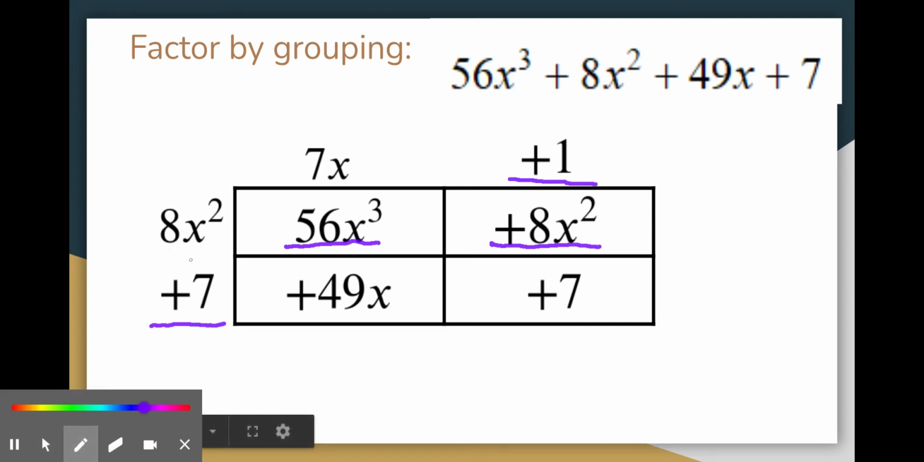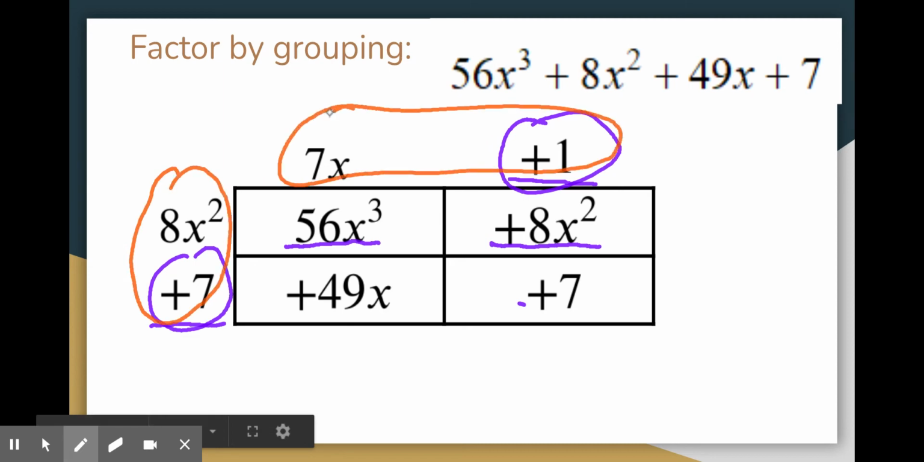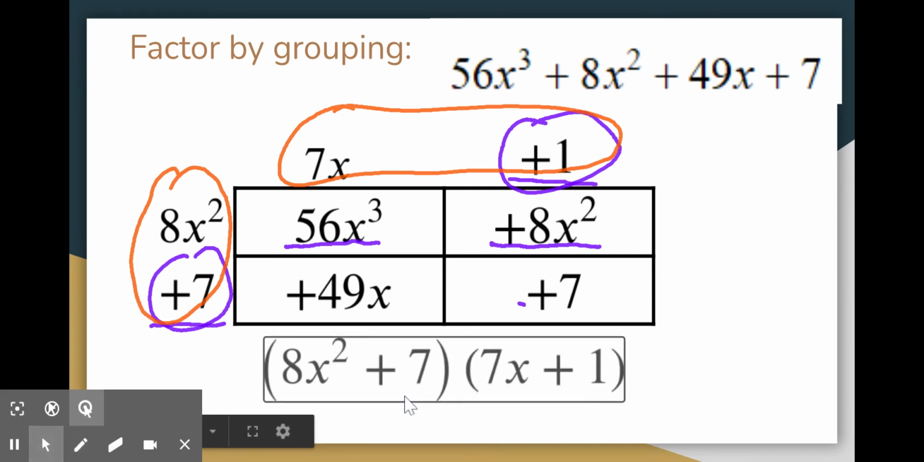7 times 1 should be my answer here. So 7 times 1 is 7. So I did everything correctly. So I'm going to take what I have here and what I have here and rewrite it as factors. So my two factors are 8x squared plus 7 and 7x plus 1.